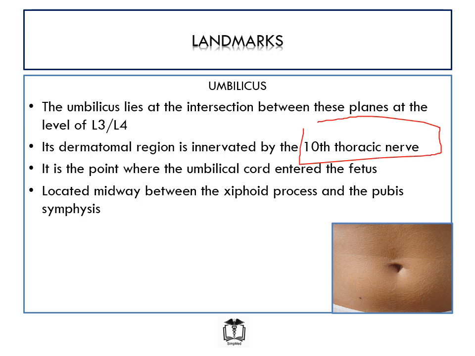It's the point where the umbilical cord tends to enter into the fetus, and eventually, once the umbilical cord is removed, it leaves an indentation, sometimes a bulge, in the individual's abdomen. It is also located midway between the xiphoid process and the pubic symphysis, and that is one way to remember its location. So when you draw a line from the xiphoid process all the way to the pubic symphysis, halfway between that is where the umbilicus is located.